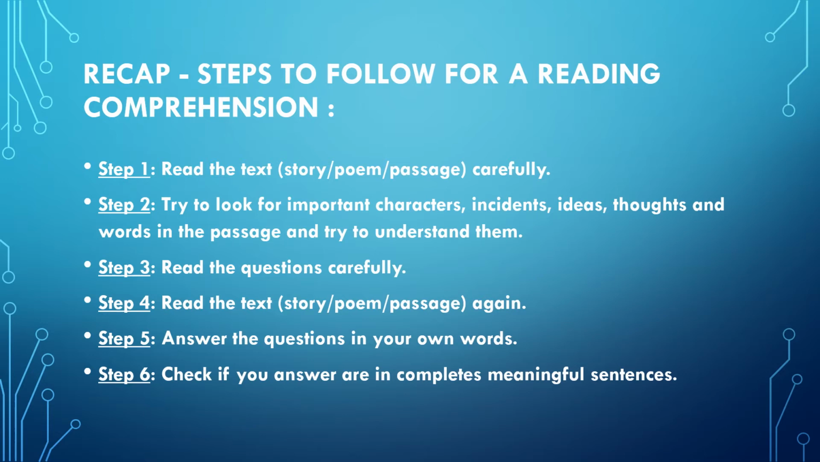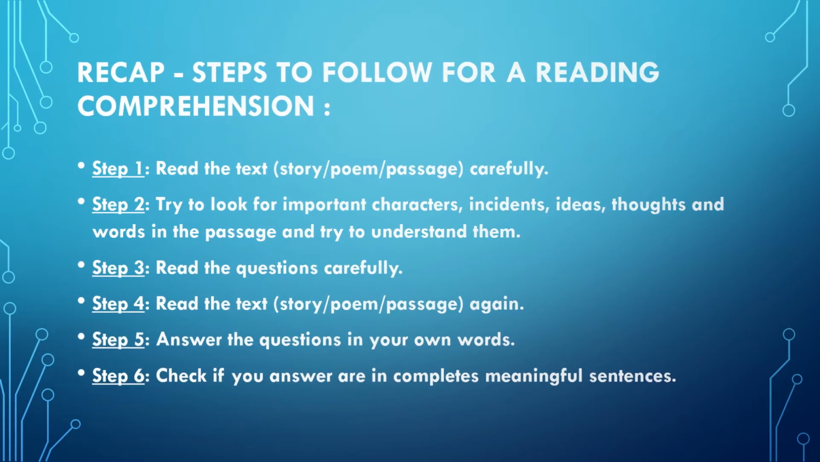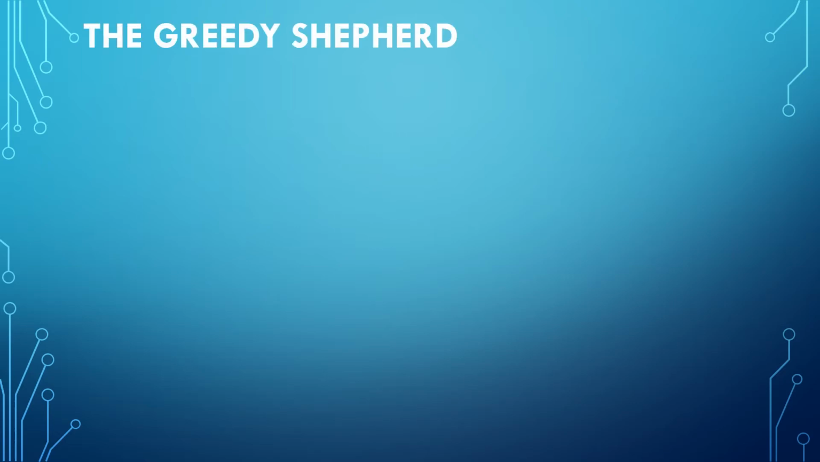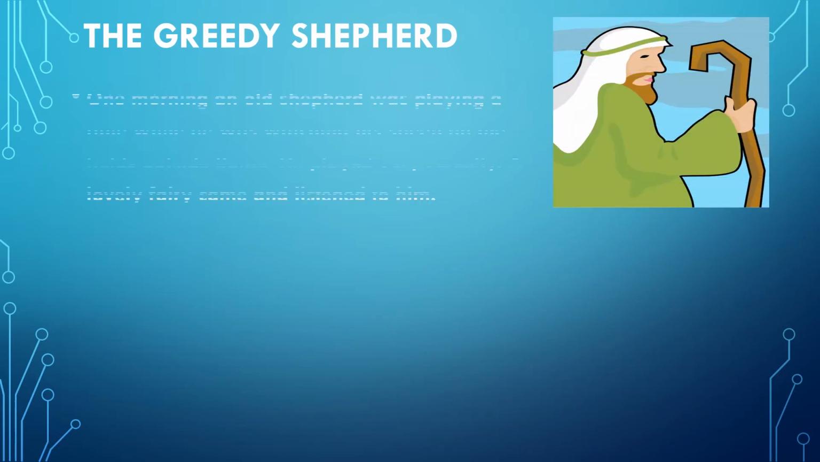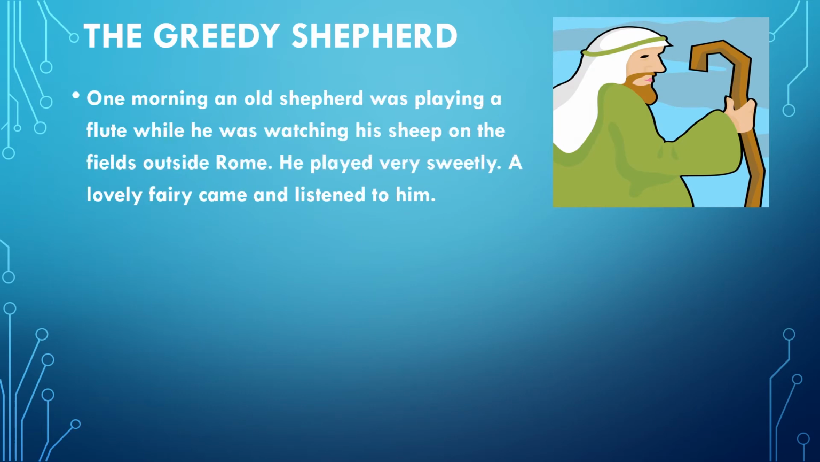So these are the steps that we are going to follow to do today's reading comprehension. So let's get started. As I told you, today's reading comprehension is an unseen reading comprehension, which means it's a story that you might not have seen before. The name of the story is The Greedy Shepherd, and it is a moral story. The story is about a shepherd. So let's go ahead and read the story.